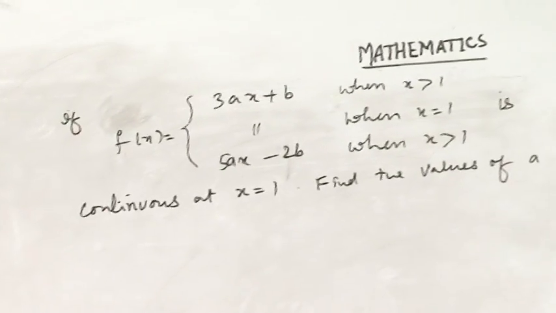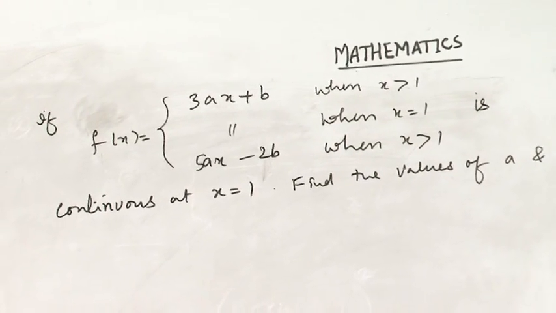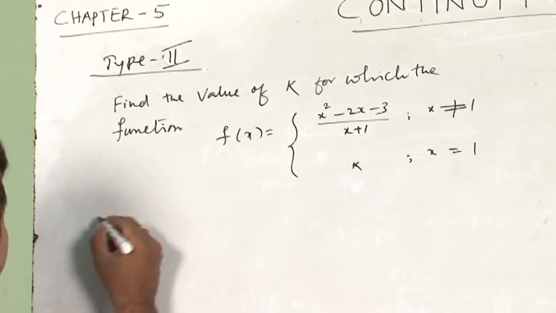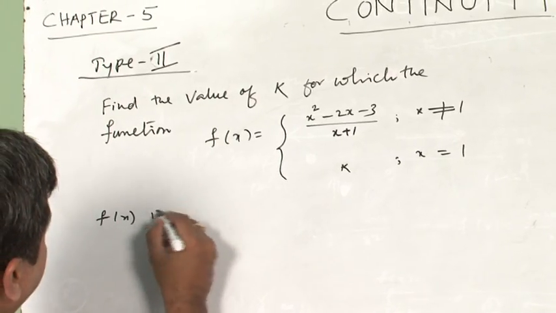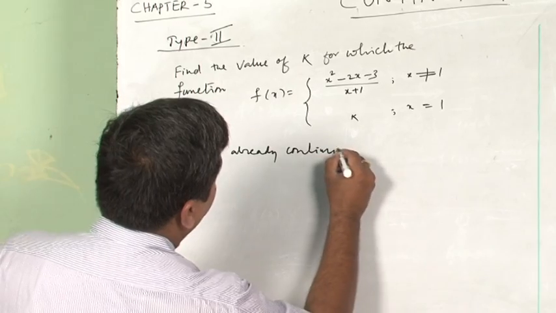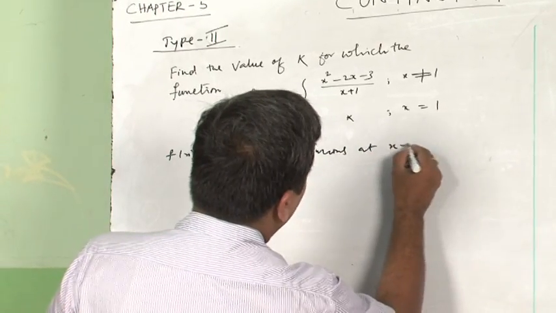So in this problem we are going to find out a, b, and in this problem we are going to find out k, subject to the condition that f of x is continuous. Now that means the function is already continuous. Now let us begin with that. f of x is already continuous. Please remember, at x is equal to 1.